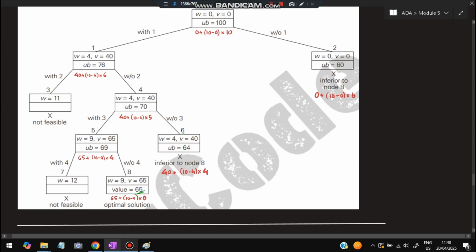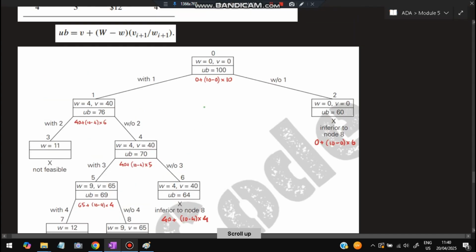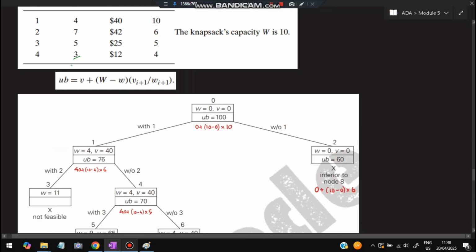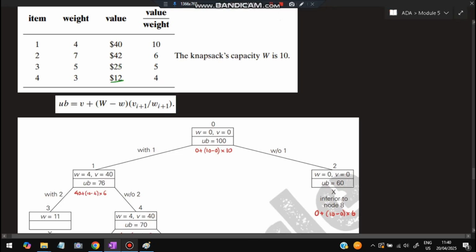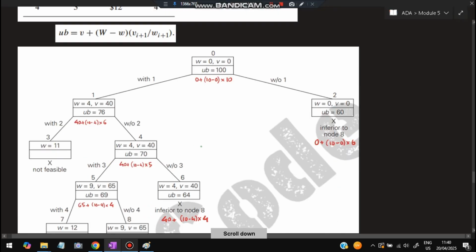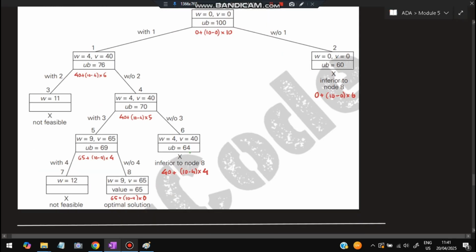Why? Because if I expand this further, it will be without 3, with 4, without 4. If I take with 4, what will happen? With 4, it will become 3. That is fine. 4 plus 3 is 7. And I can take here also 40 plus 12, which is 52. I'm getting a value of 52, but here I'm getting a higher value, which is 65. Finally, if I don't consider the third value and consider the fourth value, I'll get the value 52. But here I already have a higher one, so you can skip doing this.